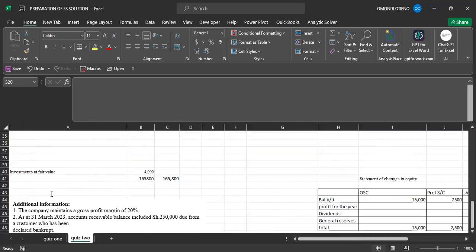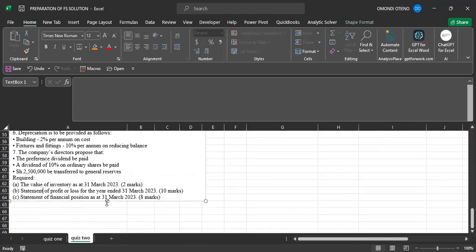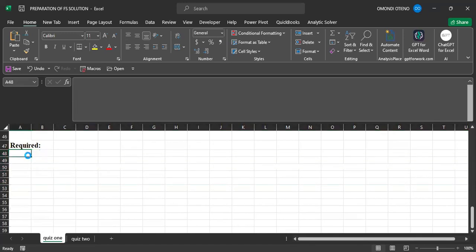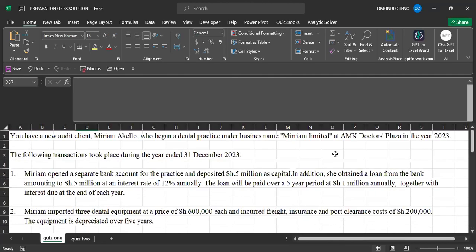They wanted us to prepare a statement of profit or loss and then a statement of financial position. I want us to prepare these two accounts. Statement of profit or loss for the year ended. So when is the financial year ending for this company? 31st of December 2023.